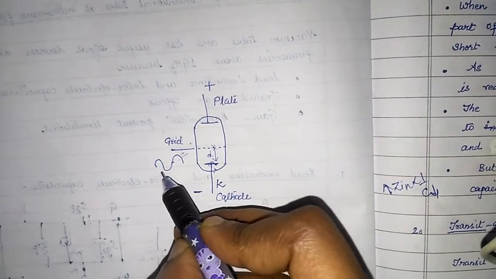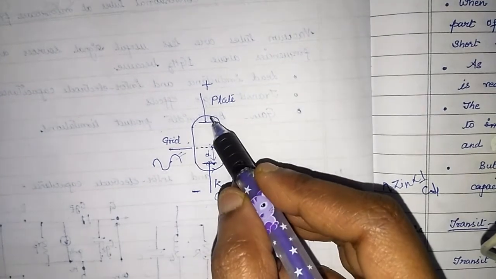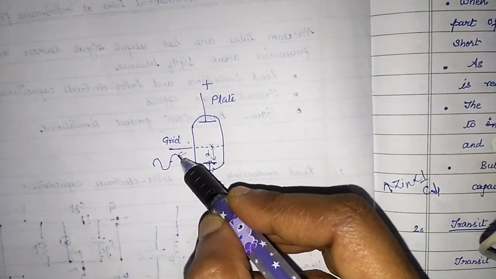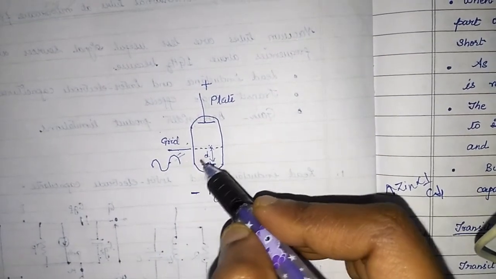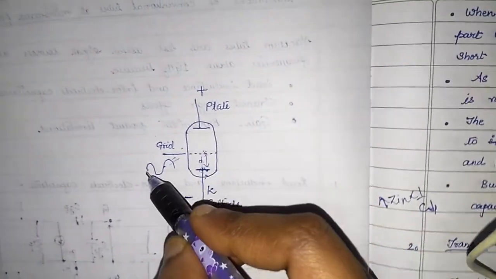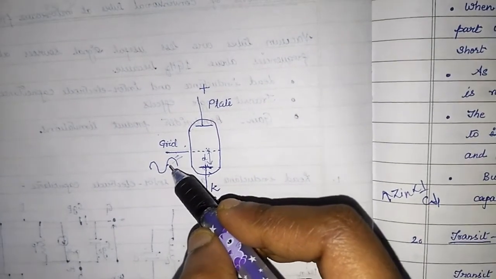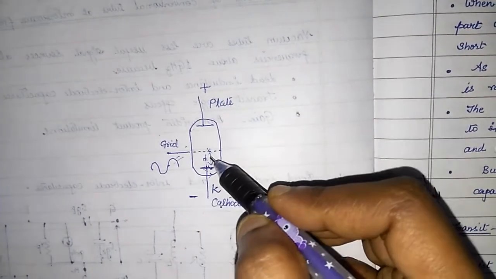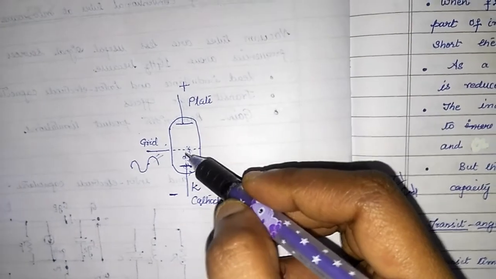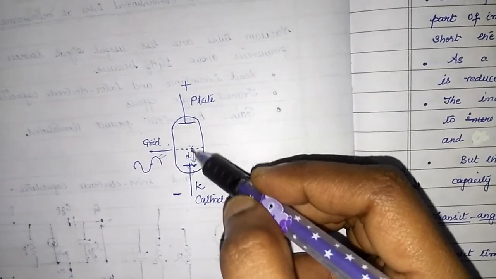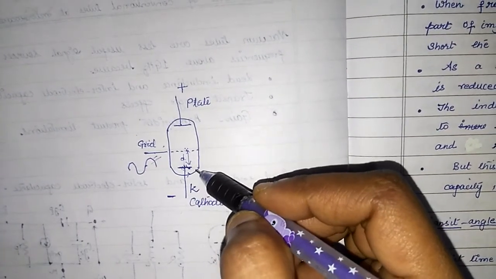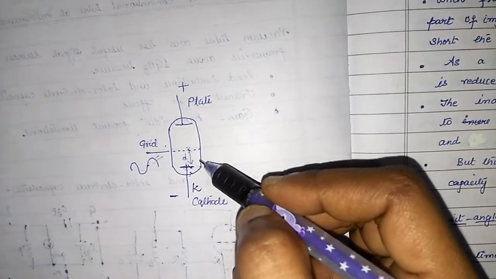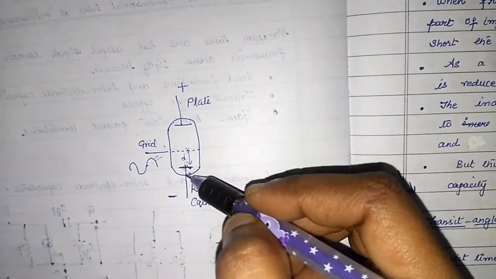At low frequencies, the voltage is changing slowly, so the electrons are also able to respond to these changes in voltage. But if this signal is varying at a very high frequency, even before the electrons respond, the voltage has changed. So what is the effect? The electrons will never reach the plate and they will keep oscillating between the grid and the cathode. This is going to apply a limitation on the operating efficiency of the vacuum tube.